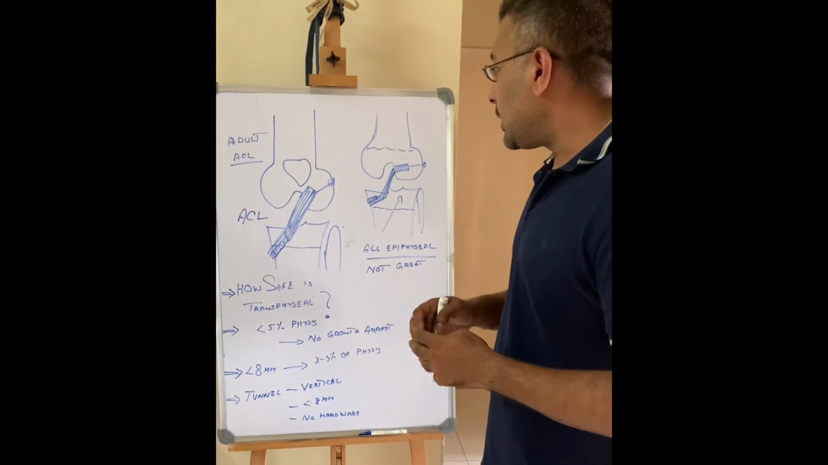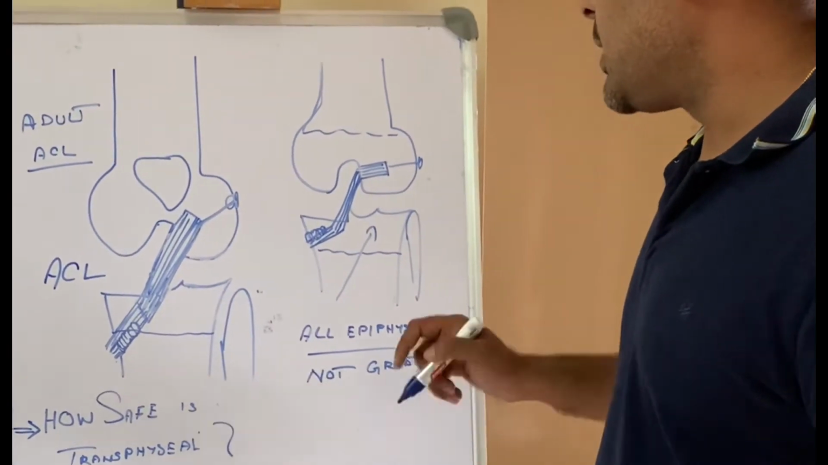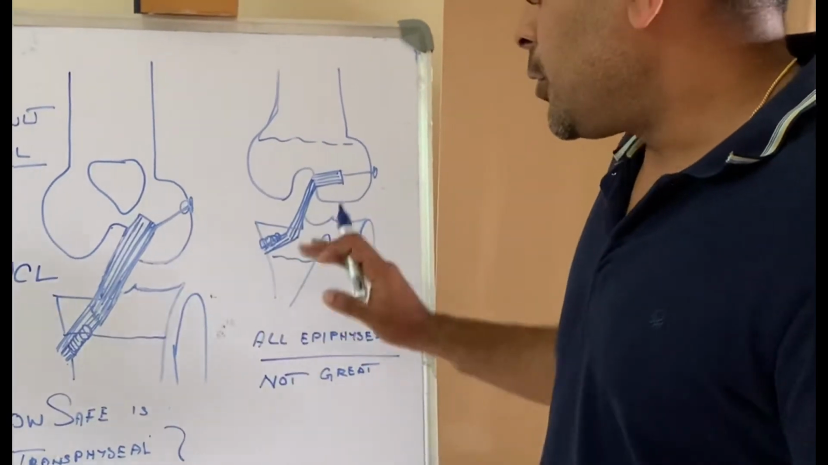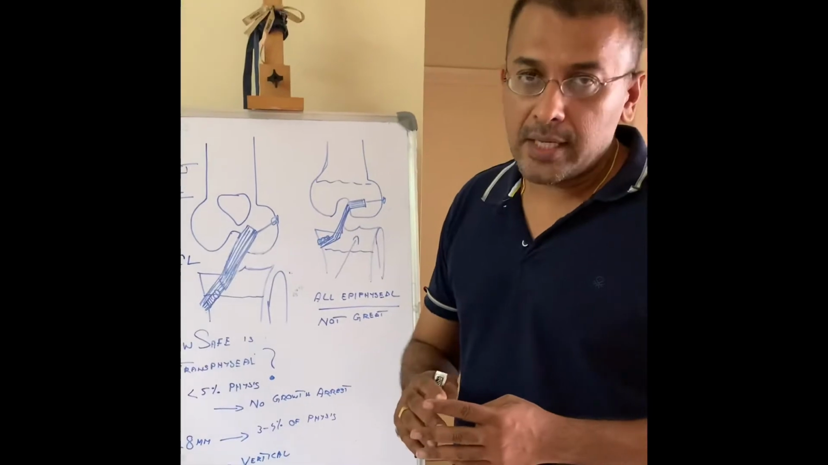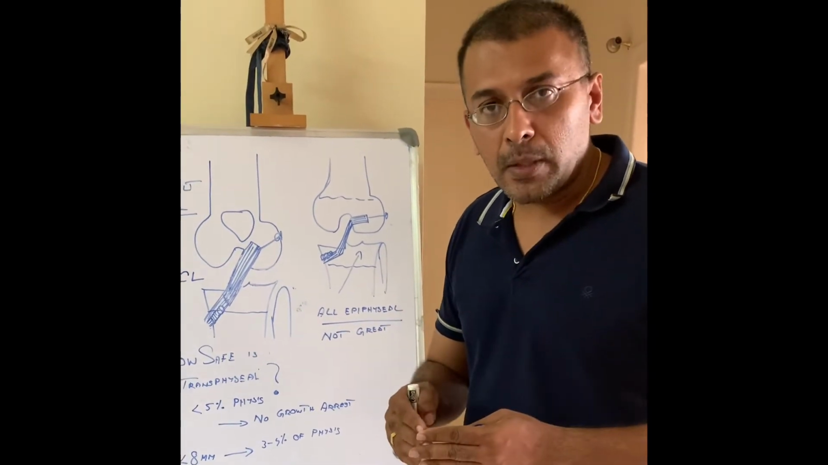Now, in such cases, sometimes we do something called a trans-epiphyseal technique, that means above the growth plate, the tunnels are put like this, so that we are evading the growth plate. So what are the results of this? Results are not great. The patients don't have great results. There could be rotational problems, there could be instability problems.